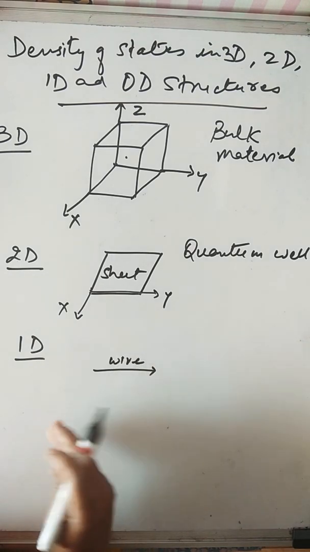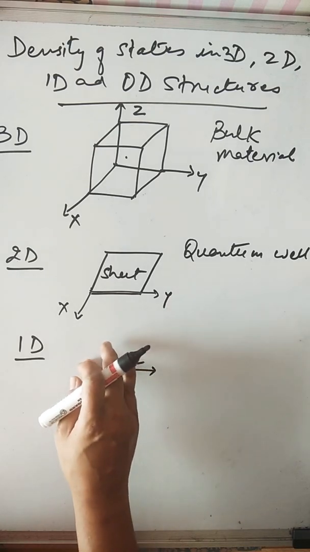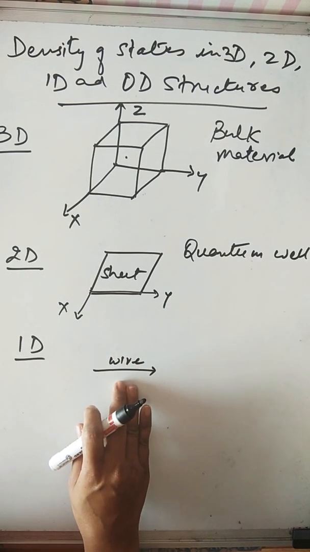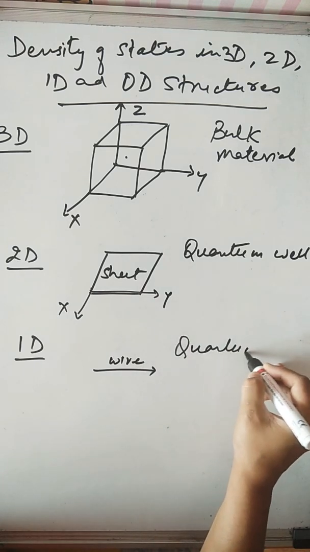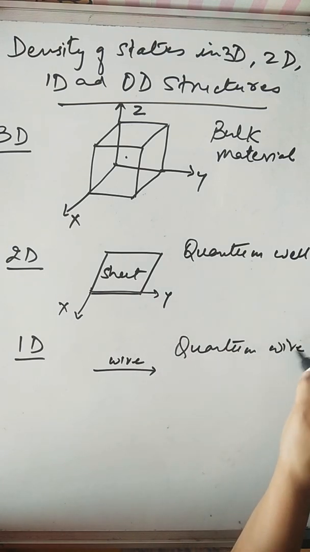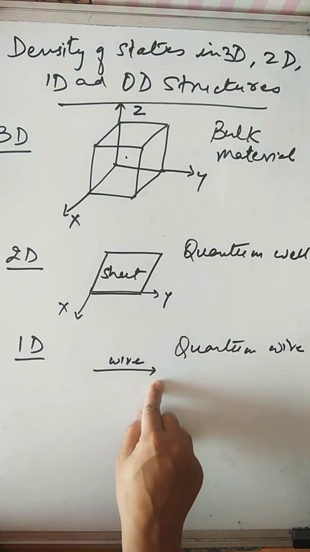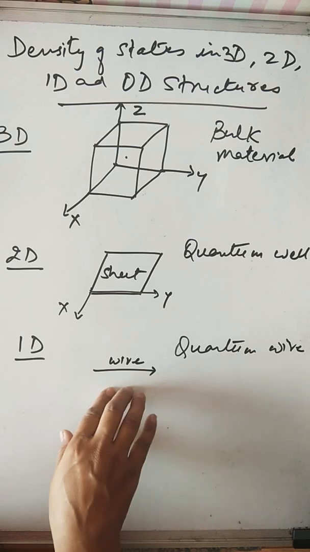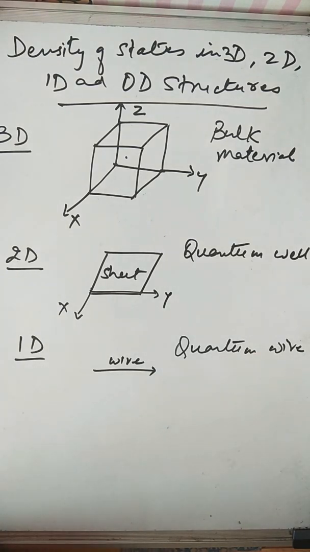We have a wire now because you have reduced the x direction also. Okay, you have reduced the x direction also. So we call such a structure a quantum wire. In a quantum wire, we can say that the electron can take any length, but it cannot take the width or the height. Now you can just imagine a wire. The wire can have any length, but the height and width of the wire are very small. If you consider a thin wire, the height and width are very small.